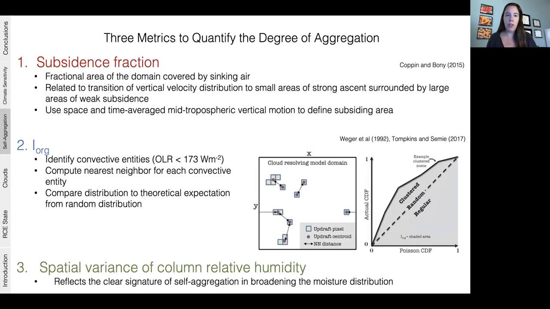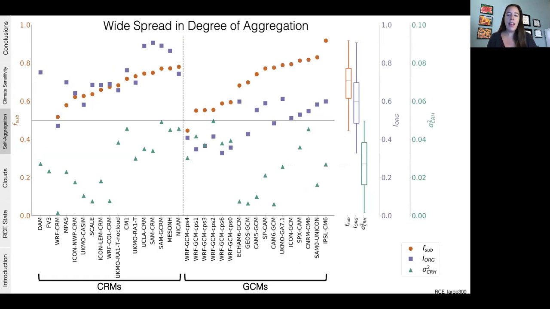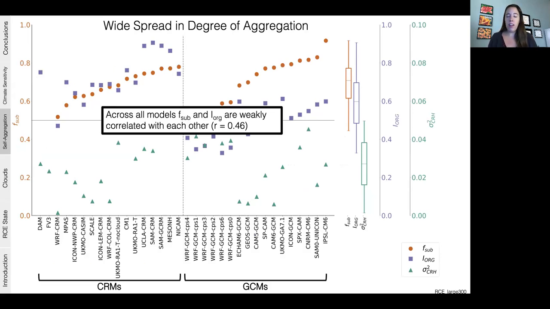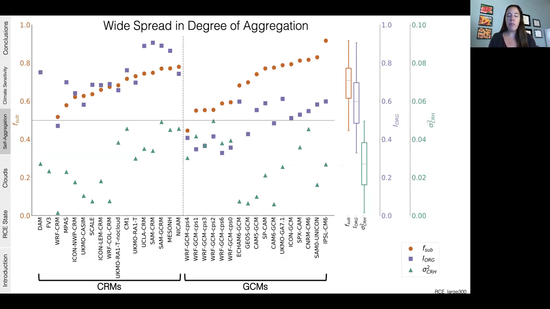Using these three metrics across all our models, we find that here in the simulations at 300 Kelvin, there is a very wide spread in the degree of aggregation, with some models being strongly aggregated and some models barely aggregated at all. Looking at our three different metrics, they each exhibit wide spreads, but we do find that they are correlated with each other. Across all models, subsidence fraction and IORG are weakly correlated, but if we consider the cloud resolving models and GCMs separately, we see better agreement.